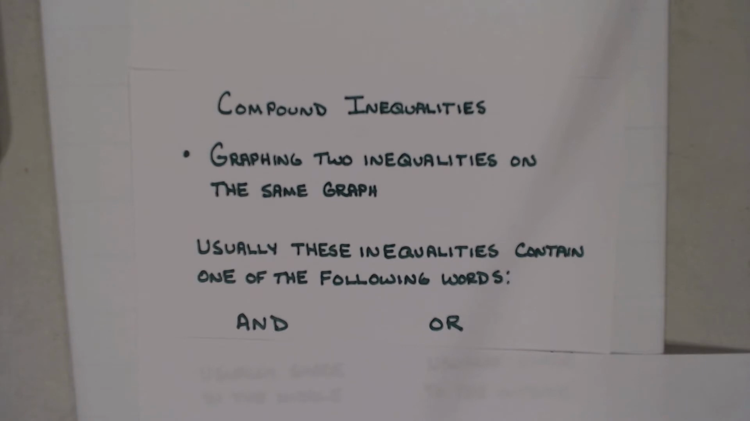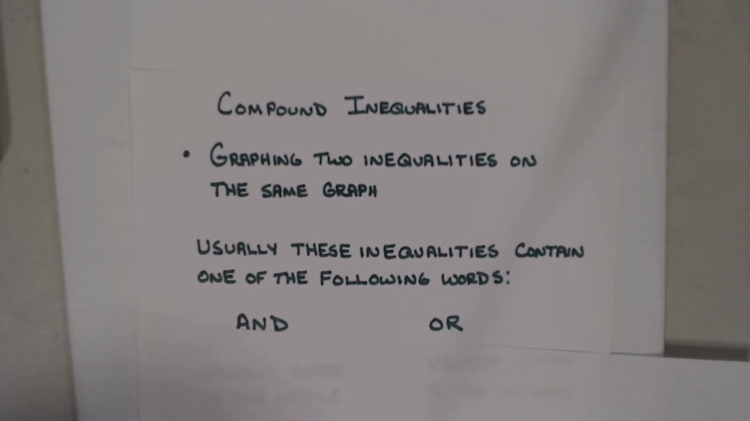So you're going to have this, or you're going to have this and this. So usually these two words are going to be in between the two inequalities that you're trying to graph on the same graph. So a compound inequality is simply taking two inequalities and putting them together, usually trying to graph them on the same graph. And they're going to use one of the following words, and, or.